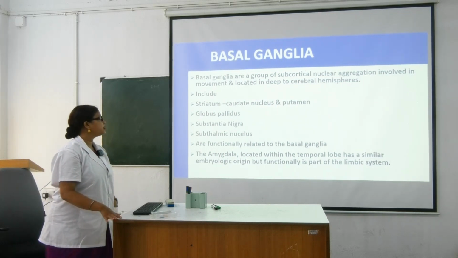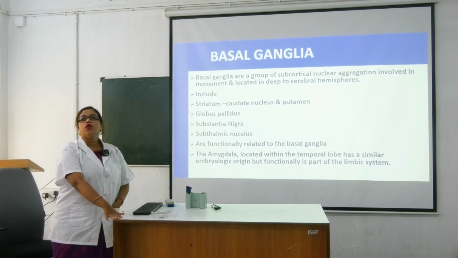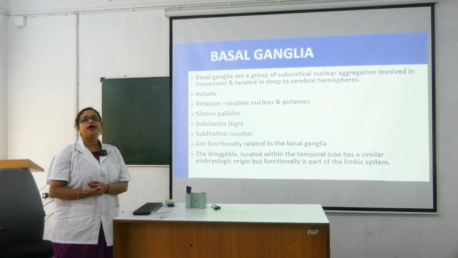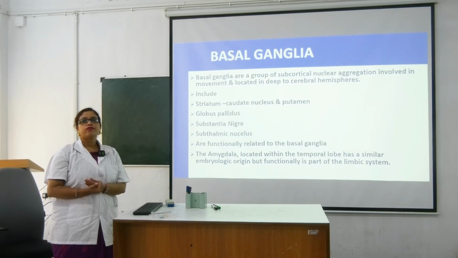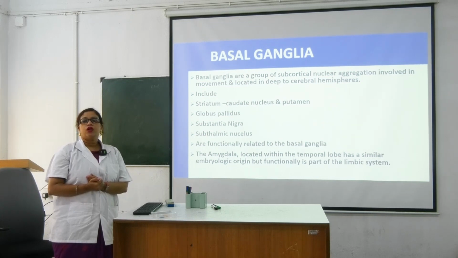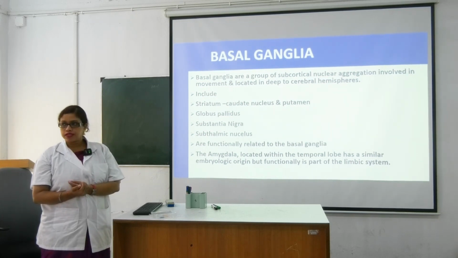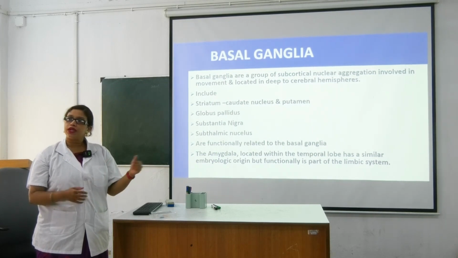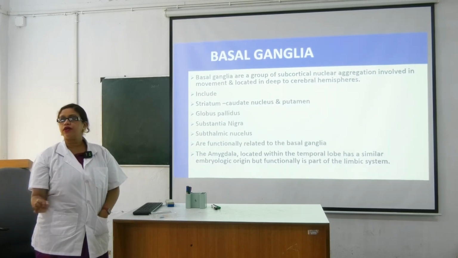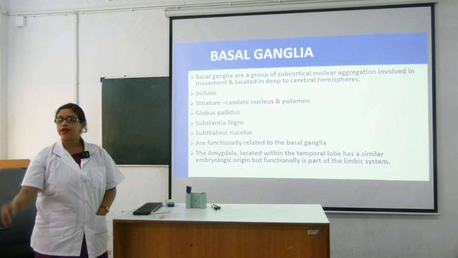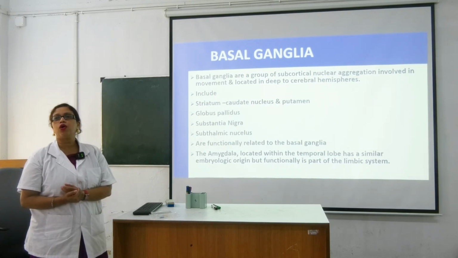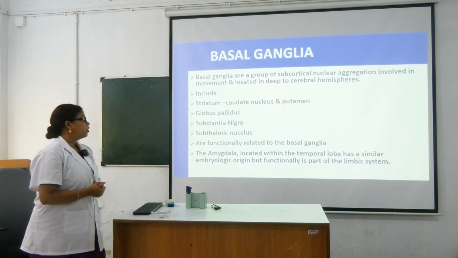Then the fourth one is the subthalamic nuclei. Where will you get the subthalamic nuclei? That is known as subthalamus. So subthalamic nuclei, I already told, is a part of subthalamus. Write it down. Subthalamic nuclei is a part of subthalamus.